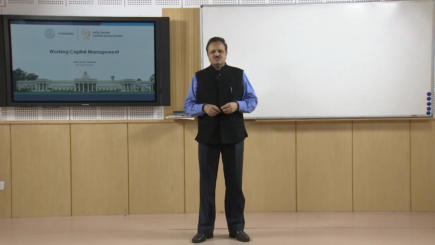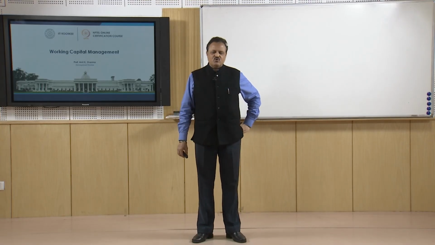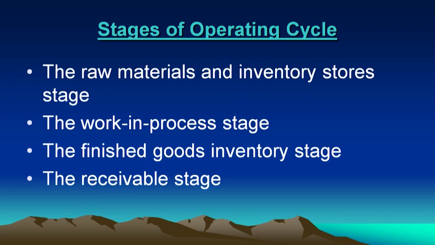Now you see the stages of the operating cycle. We have 4 stages of the operating cycle. Raw material and inventory store stage. When we buy the raw material, we convert the cash into raw material, and raw material becomes the inventory which is stored in the warehouse or in the store or in the godown, and till the time it is stored it is at the inventory stage.